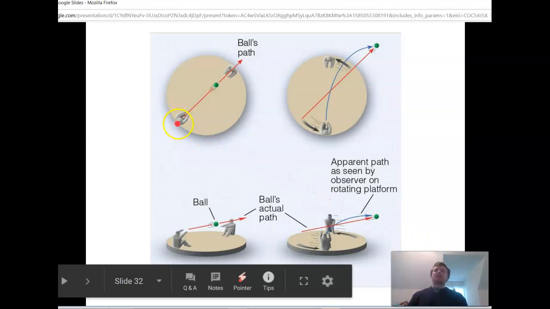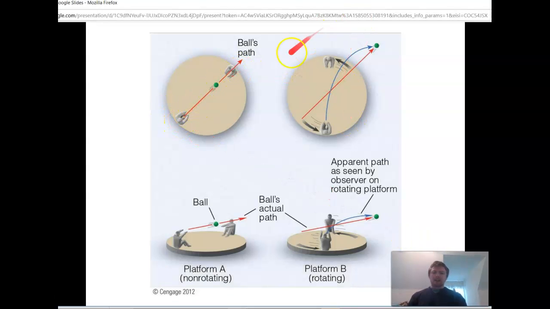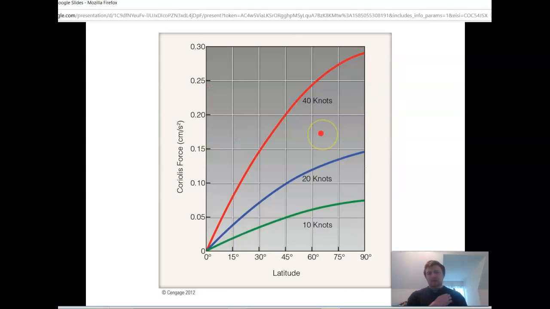You're going to observe the ball go in a straight line. But if you push the ball from one point to another while the platform is actually rotating, even as the ball moves, it's going to have this rotation. From the point of view of the other person, the ball is going to veer off to the right, even though it's actually still going in a straight line. It just depends on your point of view.